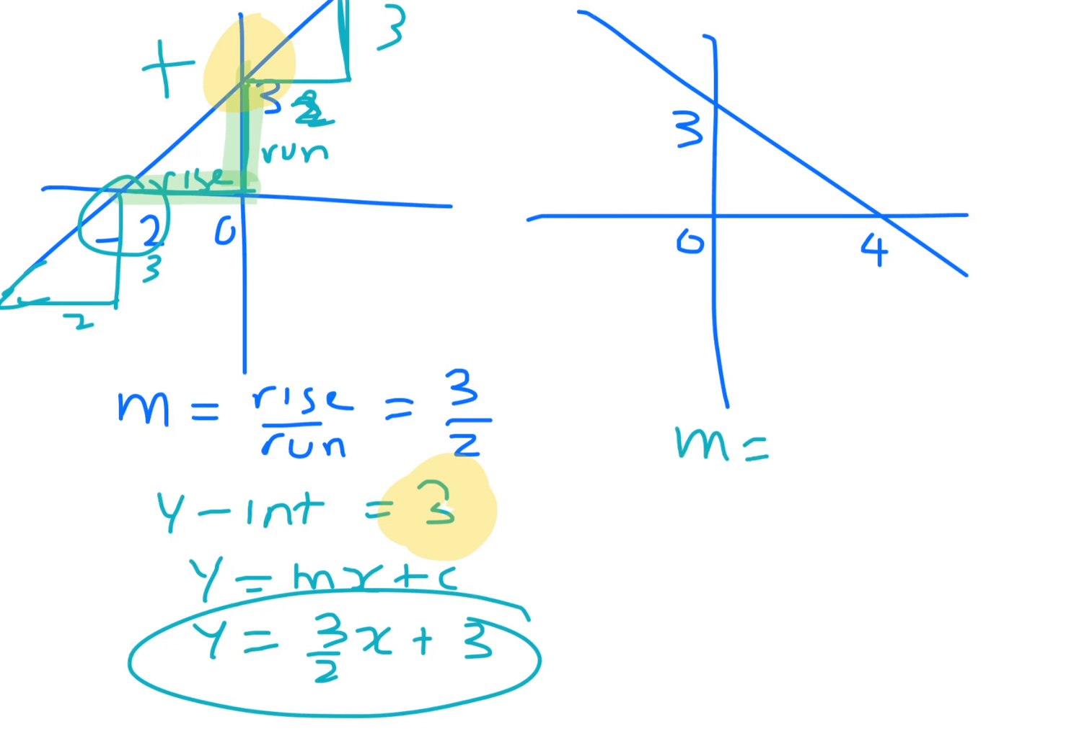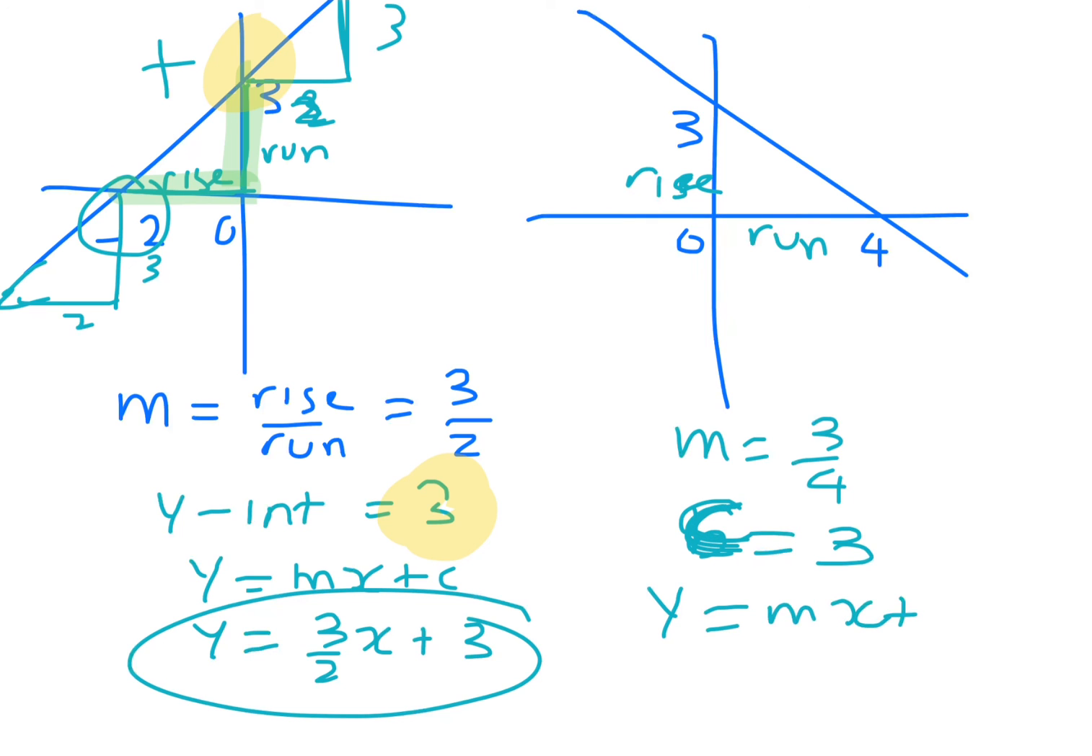Okay, with this one, the gradient is rise on run, so that's 3 on 4. And the y-intercept, which is c, is 3. We used to call it b, now we're calling it c. So y equals mx plus c.